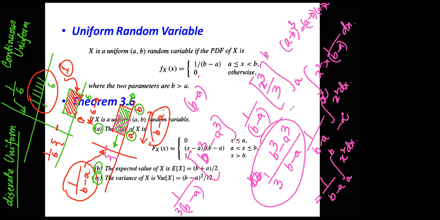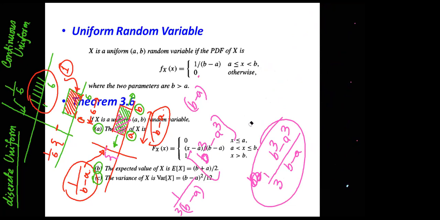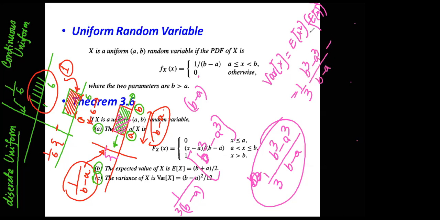So if it is like that, then what about this variance of x? Variance of x equals expected value of x square minus expected value of x whole square. That is 1 by 3, b cube minus a cube divided by b minus a, minus b plus a whole square by 4, isn't it? Yes, sir. Okay. So if it is like that, then let's take it something like this one. 12. We are getting 12.